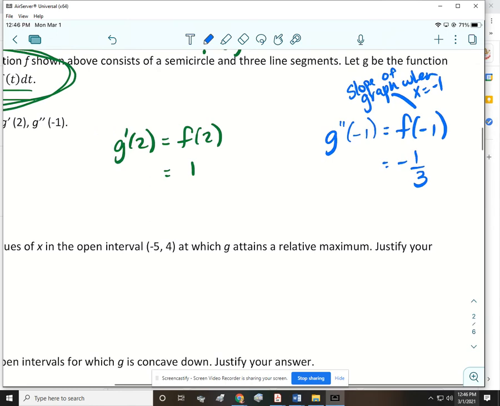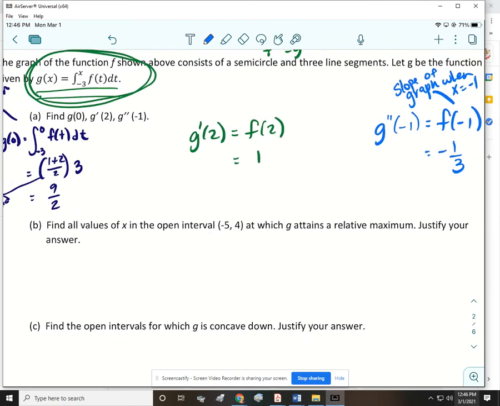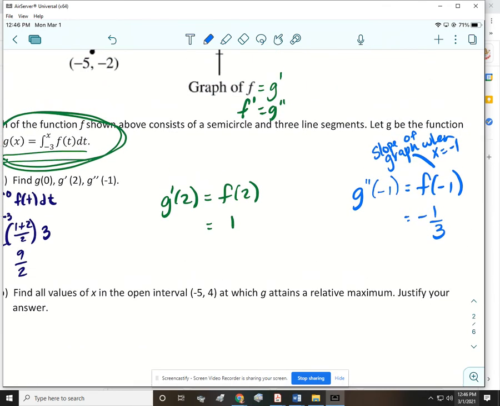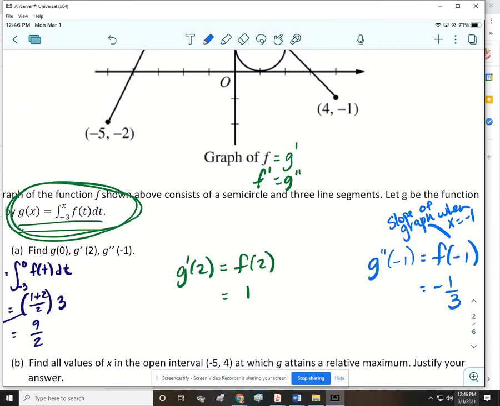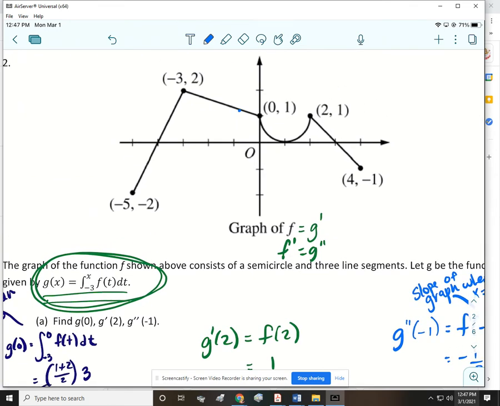All right. And these last three are card questions that you guys shoot out the answers to. So you have to be able to apply those answers. So B asks, find all the values of X on that interval at which G contains a relative maximum. Okay. Don't forget that this graph is the graph of G prime. So what happens with G prime at a relative maximum? Positive and negative. Perfect. So looking at that graph, when does it change from positive to negative?